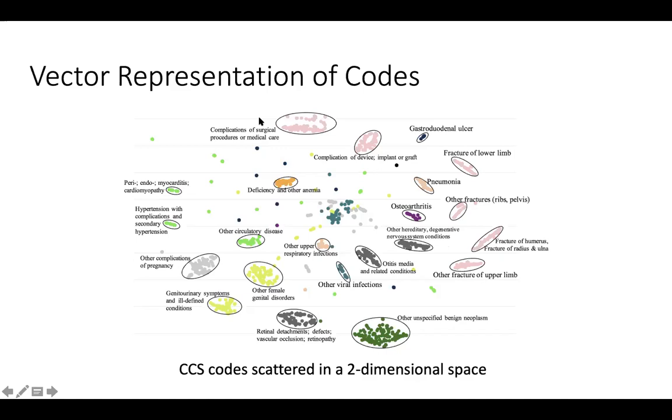So even though we have not actually injected any domain knowledge into the model when training the feature vectors or the disease embeddings, we did not tell the machine that these are all fractures, or that these codes are all lower limb and these codes are all upper limb. We just let the model learn from whatever supervised task, for example, heart failure prediction, and the model would figure out the relationship between different disease codes. And then when you visualize that in the two-dimensional space, you would get a very nice looking 2D scatter plot like this.